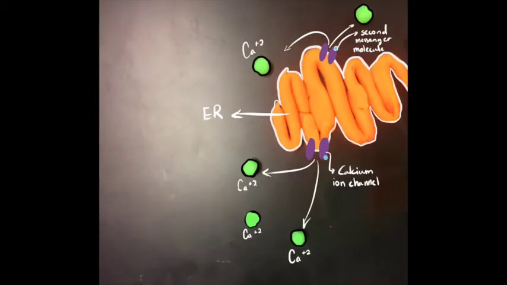In this slide, we can see the final step of the signal transduction pathway, where a second messenger, which is created by the enzyme, activates calcium ion channels to allow the release of calcium ions from the ER, which acts as a response to the signal.